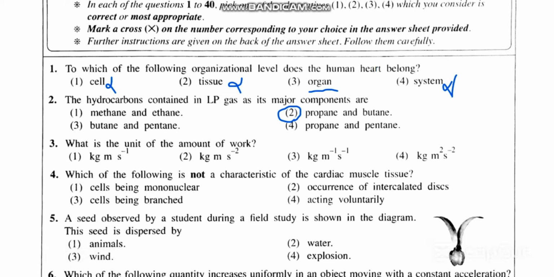What is the unit of the amount of work? Now let's see what work is. Work is equal to force times distance. Force is mass times acceleration, that means kg for mass and m s to the power minus 2 for acceleration. Distance is in meters. Then the resulting unit will be kg m to the power 2 s to the power minus 2. This is how you have to take this equation.